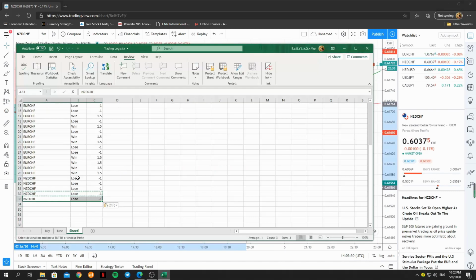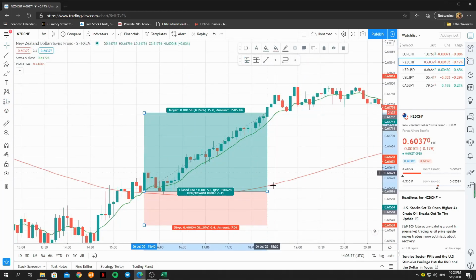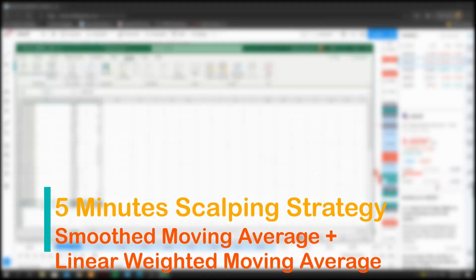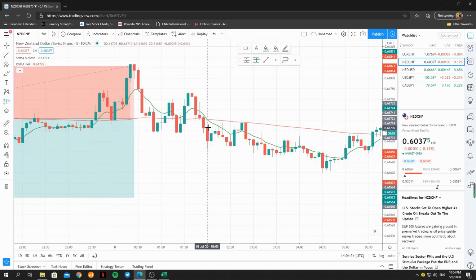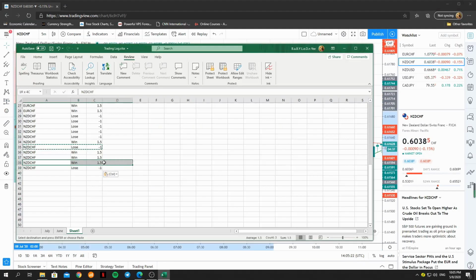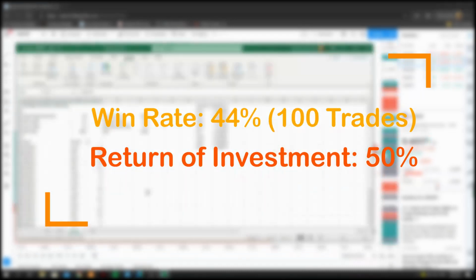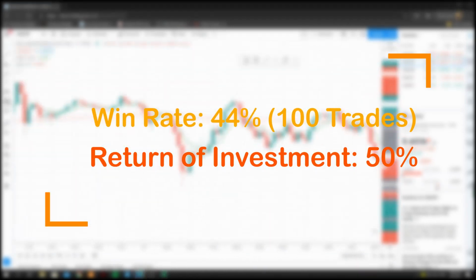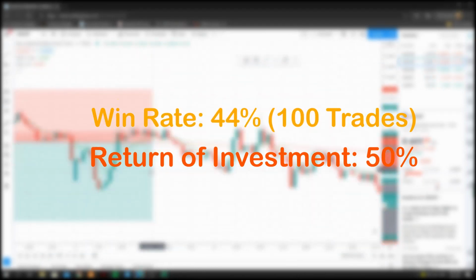In the previous video, I have talked about how to set up the 5-minute scalping strategy by using smooth moving average and weighted linear moving average, and also how to trade with it. As the result, the win rate is only 44%, but the good thing is we are using the healthy risk and reward ratio, and we got 50% return of investment from it.